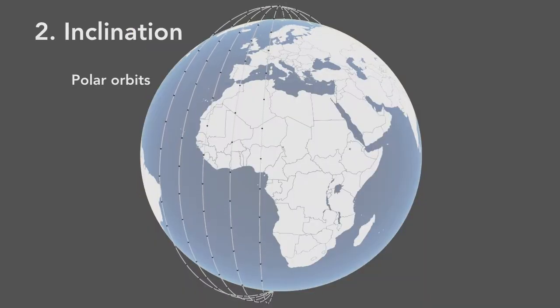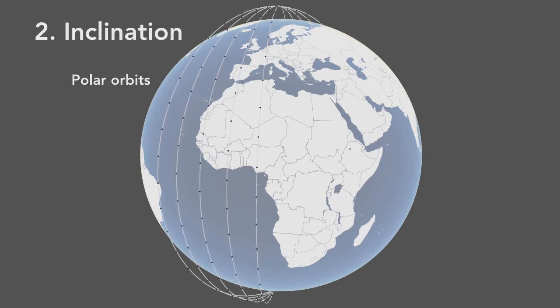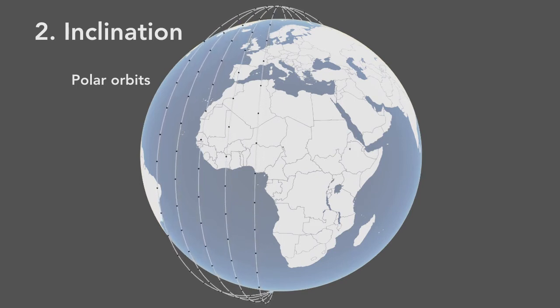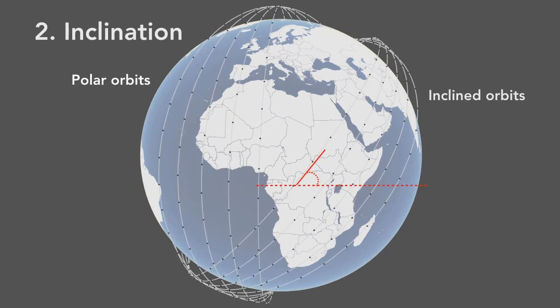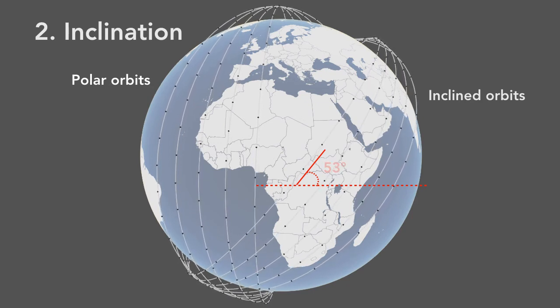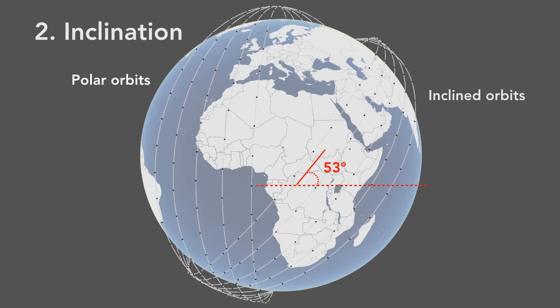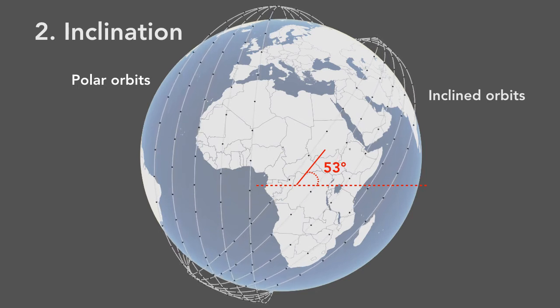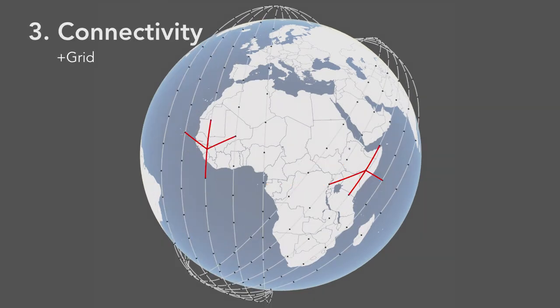Another descriptor is orbital inclination. Each orbit here has several satellites. While polar orbits traverse over the poles, orbits can also be inclined. Inclination is the angle between the orbit and the equator. Here, the inclination is 53 degrees. Inclined orbits restrict satellites over densely populated lower latitudes. For polar orbits, the inclination is 90 degrees.